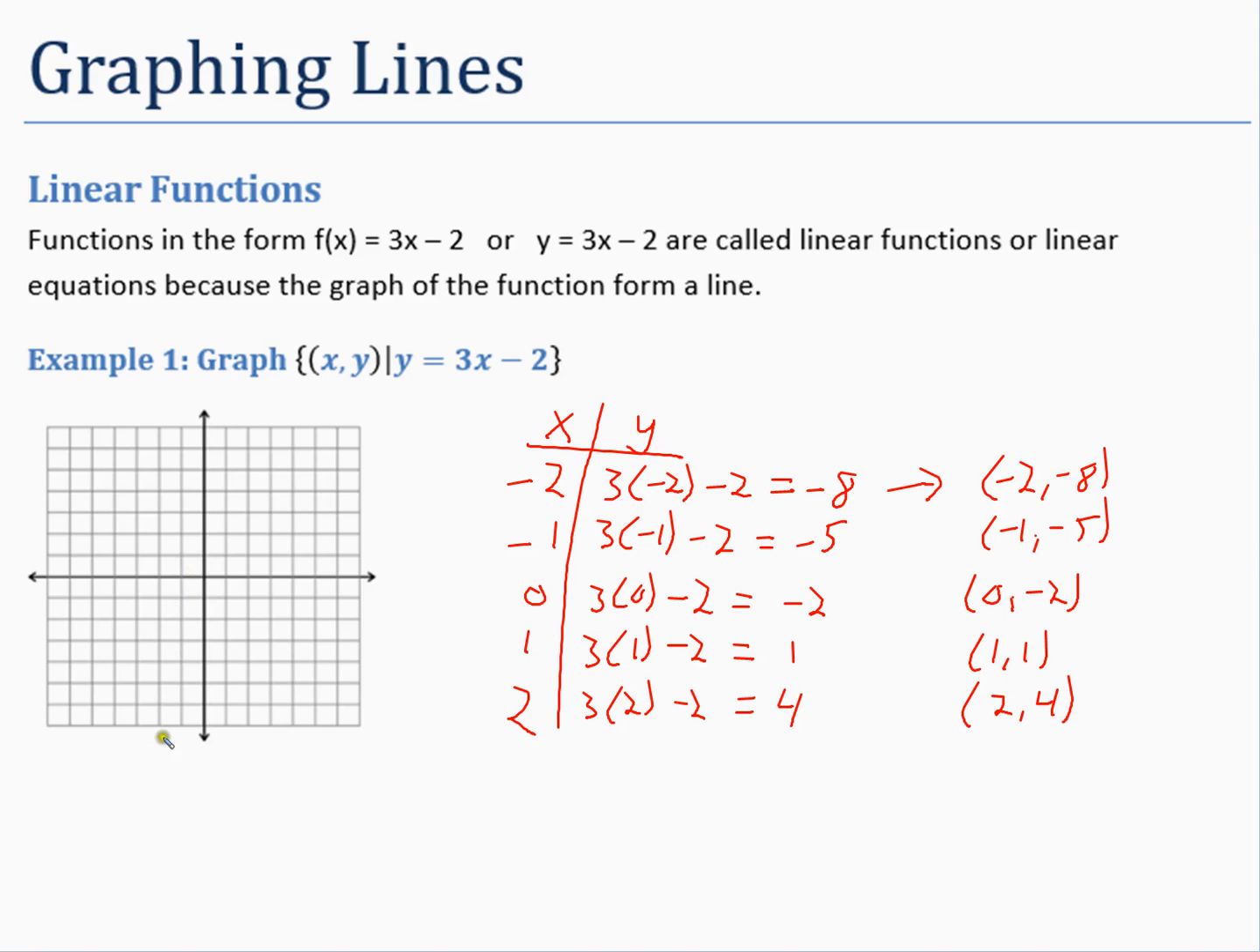And so we can graph each of these points. -2, -8 actually is off our graph. If I were to estimate, it would be about right here. -1, -5. And then we would have 0, -2. 1, 1, and 2, 4. And then you can put a line through those points to get the graph, and notice it is a line. And so we can graph a line by choosing x values and finding their corresponding y value, choose the points, and then graph each of those individual points. I mean, draw a line through those points.